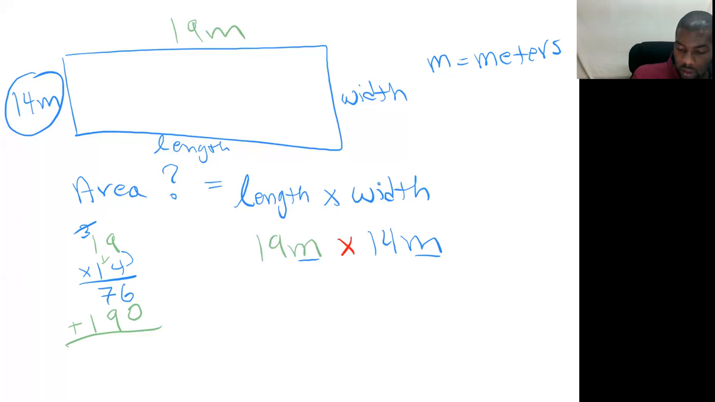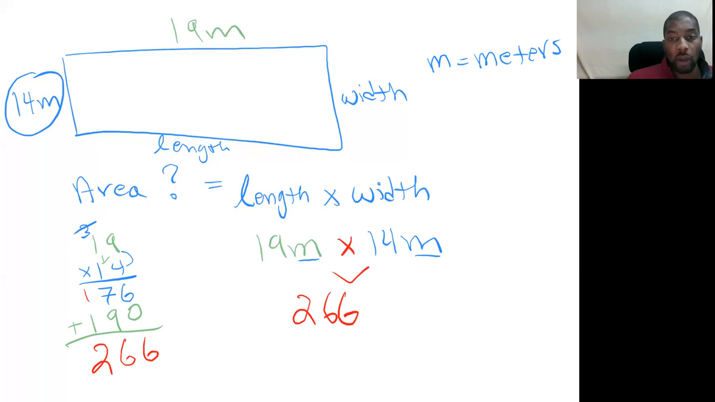6 plus 0 is 6. 7 plus 9 is 16. 1 plus 1 is 2. There's your answer, 266. And the question is 266 what? Cats, dogs, ferrets? No, 266 meters, right? Or 266 m. And remember, when we're using area, it's always squared because the shape that we use to measure these are the squares. They are 266 meters squared.